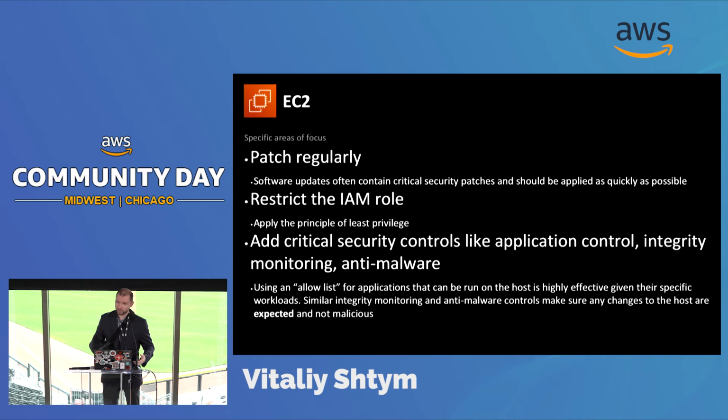Application control is powerful because it can lock down your host to where nothing can change. Integrity monitoring helps you identify changes as they happen, or if they did happen, to look back what exactly happened. Did permissions on the account change? New accounts get created? Is the server listening on a new port? That's very important information. And anti-malware, as I mentioned earlier, it's not going to go away anywhere.